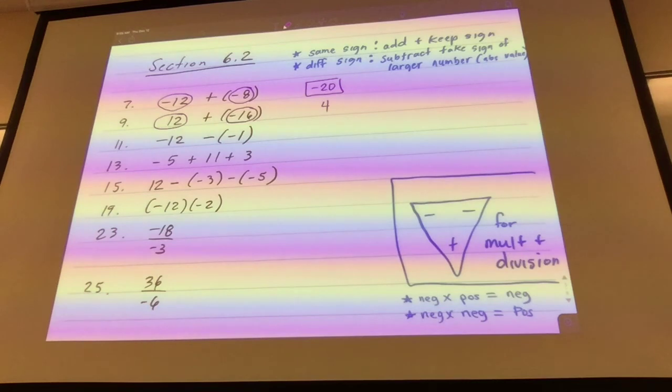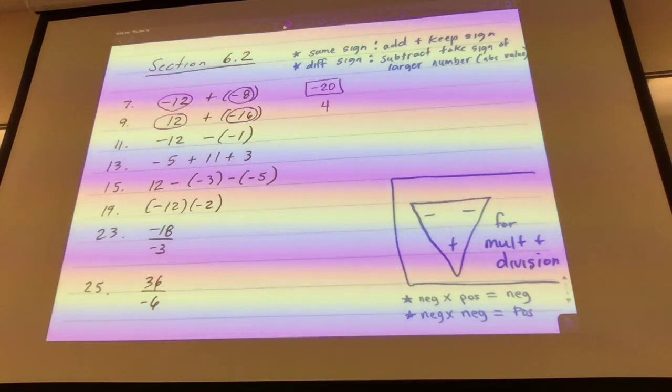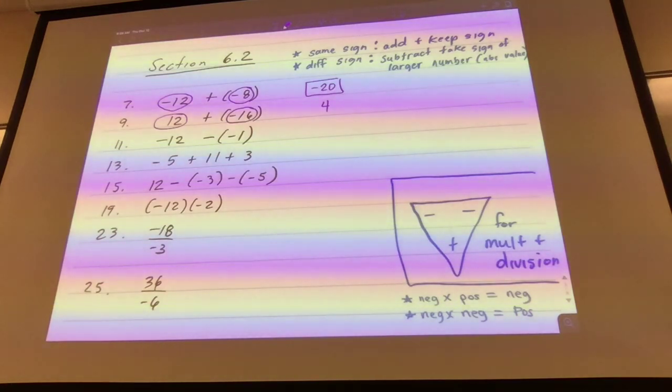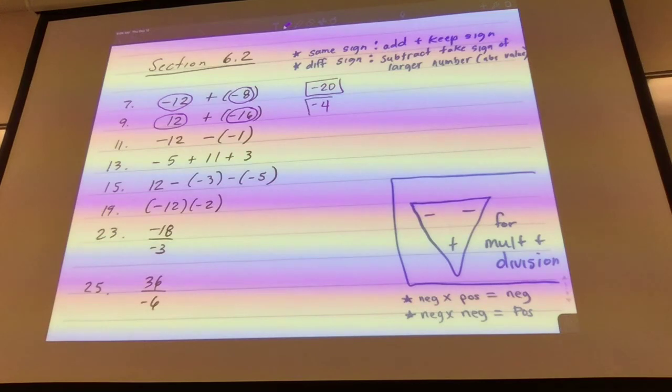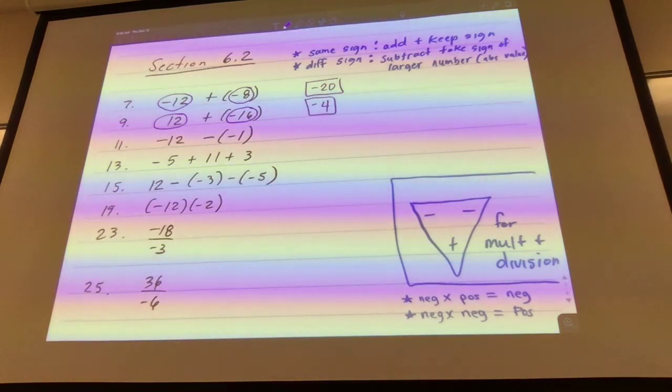16. So when my note says subtract and take the sign of the larger number, we're going to do the absolute value of that. The 16 is the larger number, and it's the one with the negative. So subtract, take the sign of the larger number. We know we're doing the absolute value of the larger number, but for the purpose of pushing through, we're just going to do that.